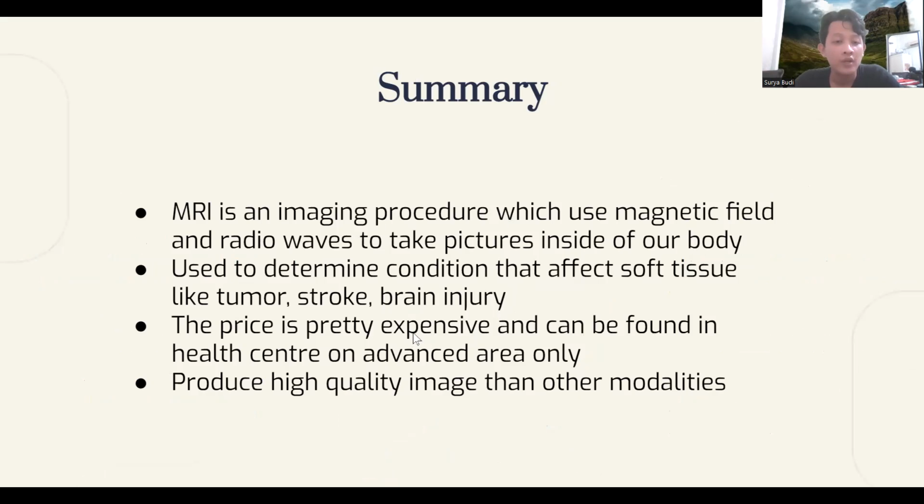So here is a summary of the MRI. MRI is an imaging procedure which uses a magnetic field and radio waves to take pictures inside our body. Then MRI is used to determine conditions that affect the soft tissues, like tumor, stroke, and brain injury. Then the third one is that the price is pretty expensive and it can be found only in health centers in advanced areas. So it is not that easy to find this facility, especially in rural areas. An MRI can produce higher quality images than other modalities.